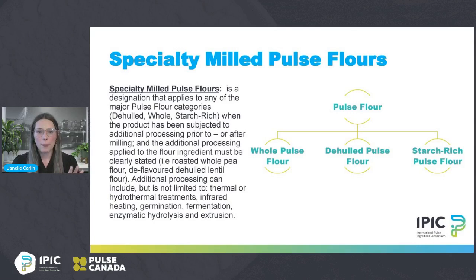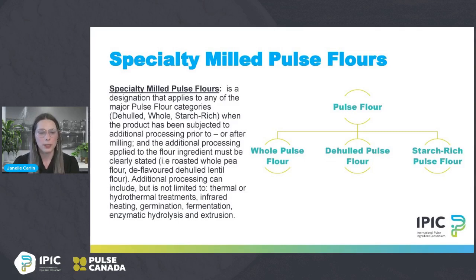So looking at all of these definitions of pulse flours, there is another designation that applies to these particular pulse ingredient definitions, and that is specialty milled. So all specialty milled pulse flours indicates is that some additional form of processing has been applied either to the whole seed or to the flour after milling, and all IPIC does here is just say that this needs to be clearly stated in the name for transparency.